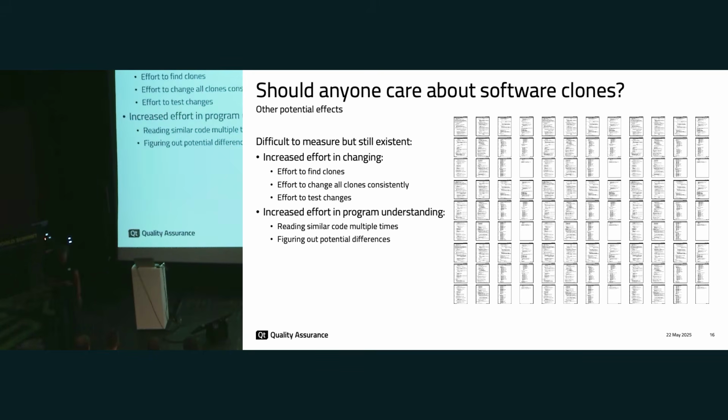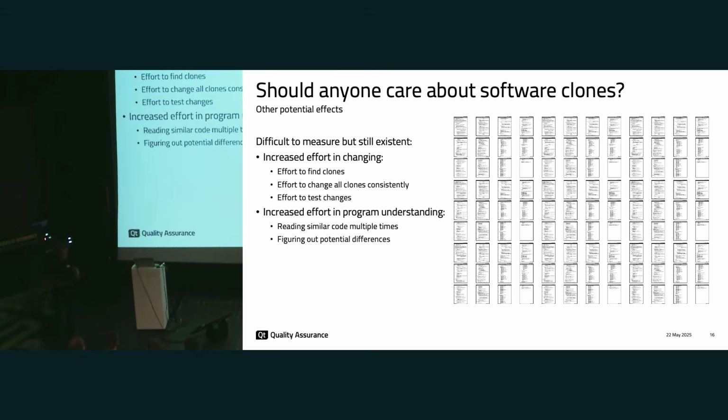Nevertheless, you can make an argument that there must be a relation, because if you have to make a change to one of the instances, you have to find all other instances of a clone. Then you may have to change them consistently, and afterwards you have to test all of them again. So there is an argument that this will increase the maintainability cost.